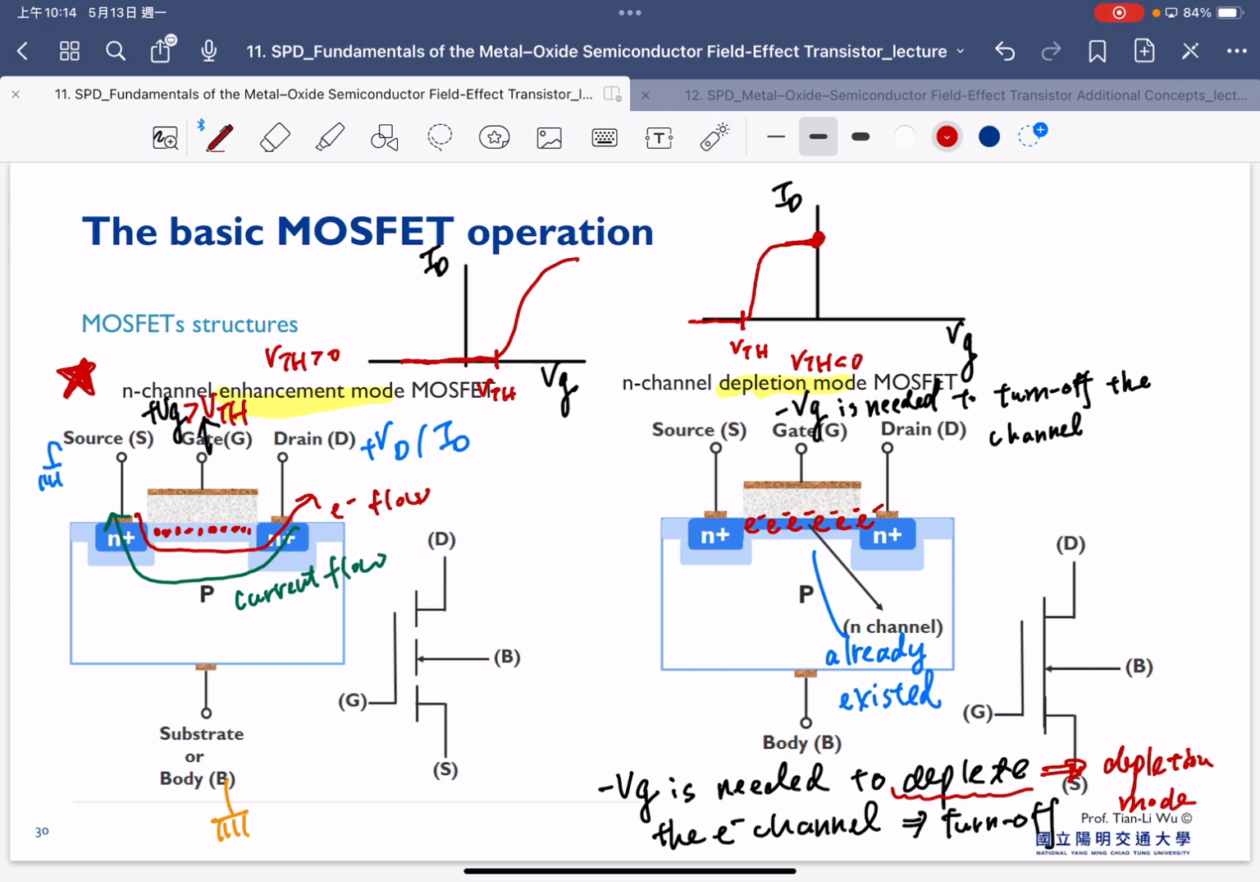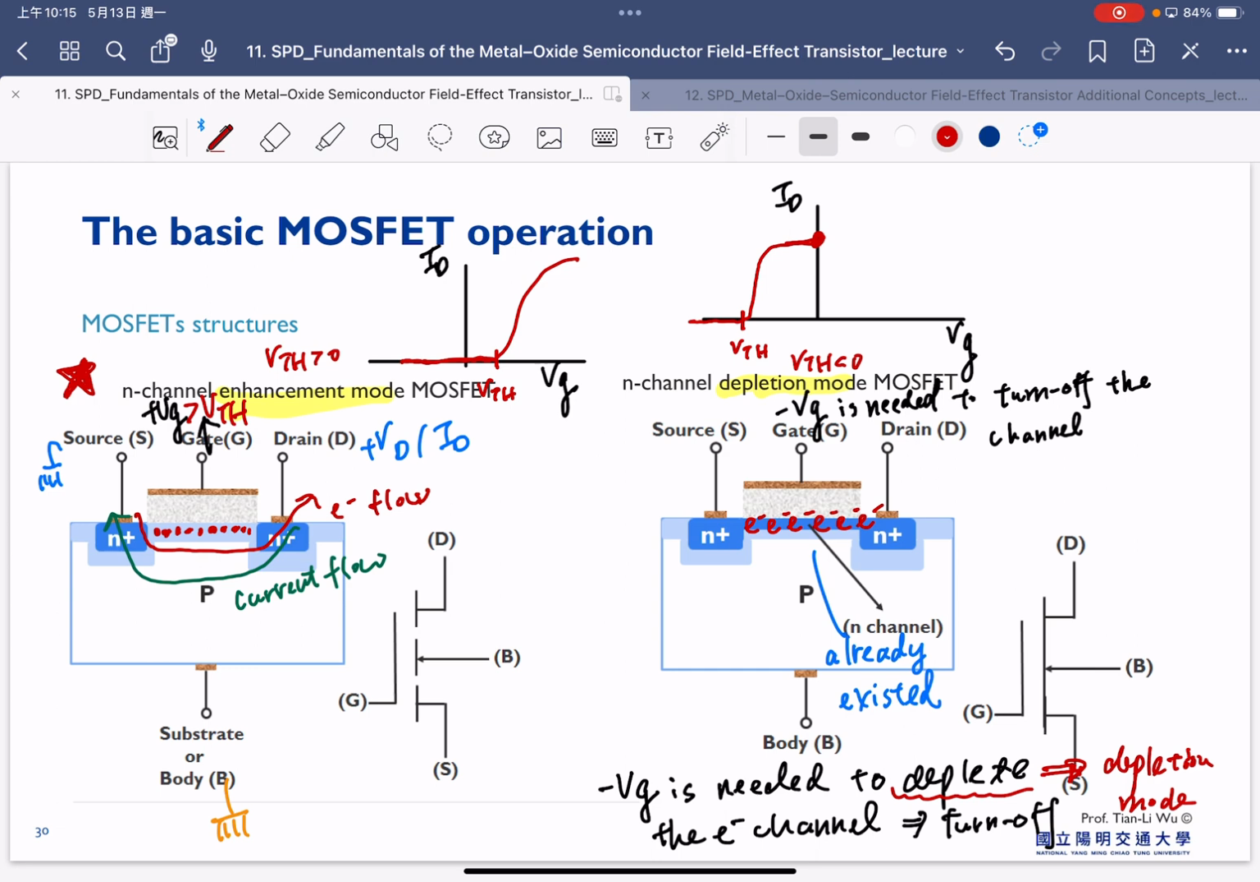We call this a depletion mode. In general, the only difference between the enhancement mode and the depletion mode, from the electrical characteristic, is the threshold voltage. The enhancement mode has a positive threshold voltage, and the depletion mode has a negative threshold voltage. In the MOSFET, it is not very often used as a depletion mode.